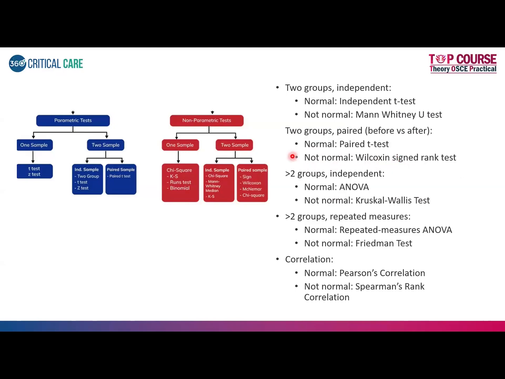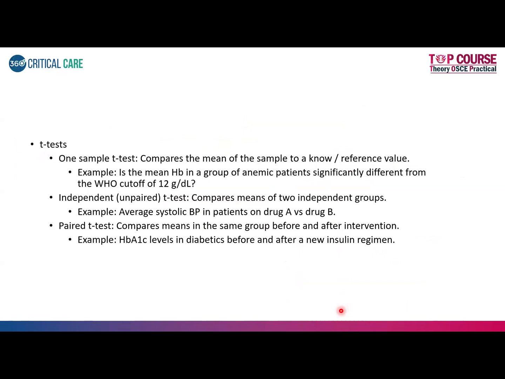If there are more than two groups with independent measures, we go for the ANOVA test for the normal distribution curve, and we go for a Kruskal-Wallis test for a non-parametric test. For more than two groups with repeated measures, you go for repeated measures ANOVA. For a non-parametric test, you go for the Friedman test. And in correlation studies, Pearson's correlation is used for a normal distribution curve. For non-parametric tests, you go for Spearman's rank correlation.